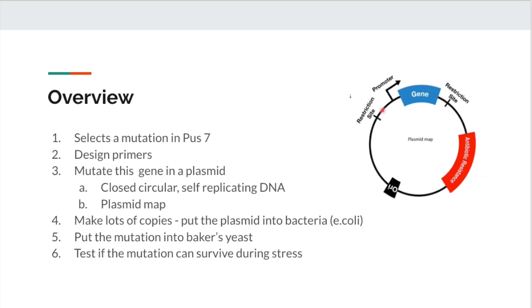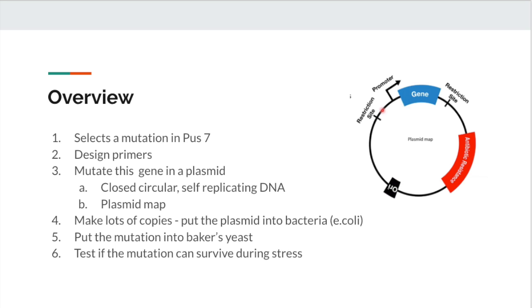And so a plasmid is a closed, circular, self-replicating DNA. And this has a gene area, a promoter, restriction sites, and things of that nature. And the fourth step is making lots of copies of the mutated plasmid, and we will do that by putting the plasmid into bacteria. Specifically, we will be putting it into E. coli, where it can multiply and we can have lots of copies of it.